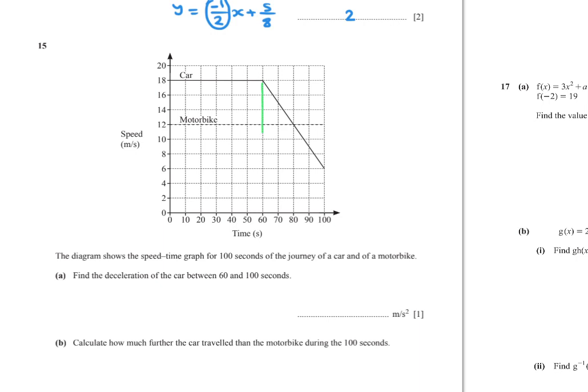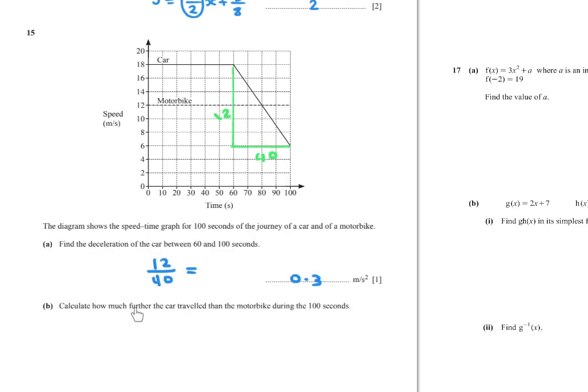So rise over run is here. Rise, the distance between 6 and 18, so 12. Run, between 60 and 100, so 40. So divide 12 over 40 equals 0.3.